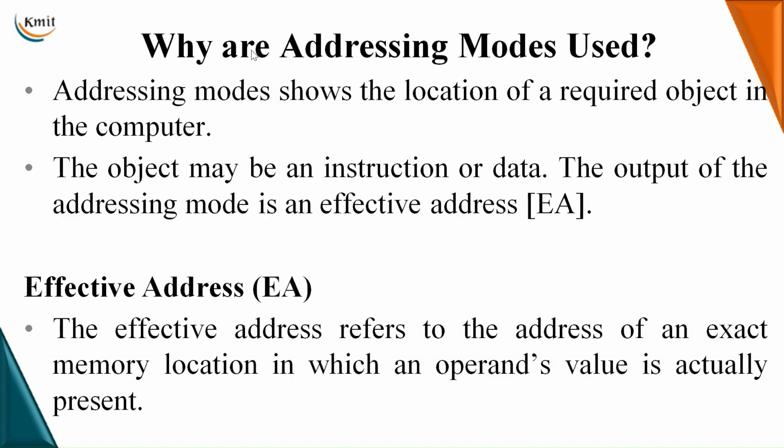So why are these addressing modes used? Because addressing modes show the location of a required object in the computer. The object here can be either an instruction or data. The output of an addressing mode is called an effective address. The effective address refers to the exact location in memory where an operand is actually present, that is required to execute a particular instruction. That is called an effective address.